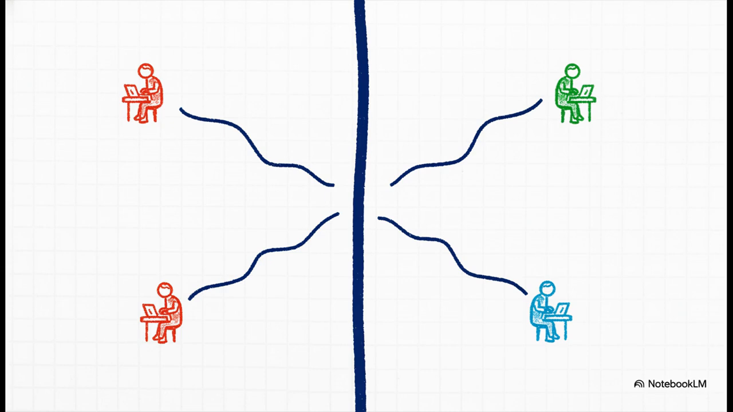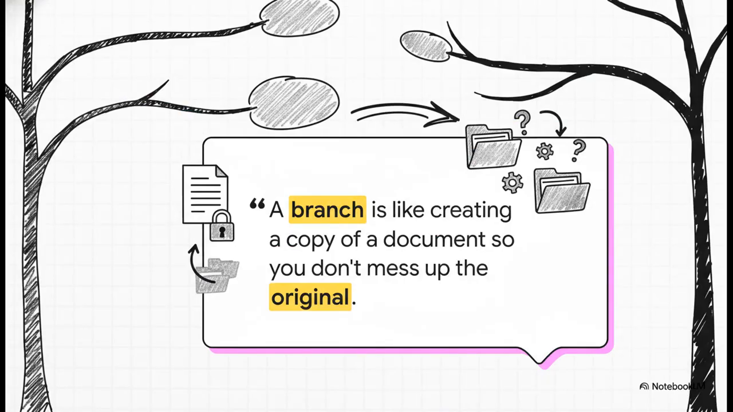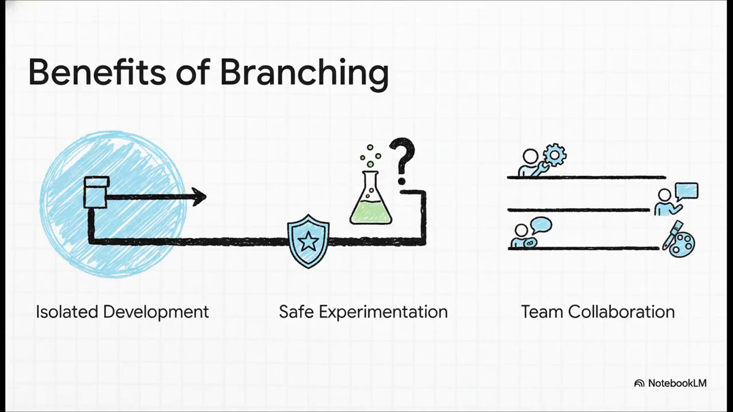But with a team, that's where something called branching comes in. A branch is basically a safe copy of your project, so you can experiment without messing up the original. This means everyone can work on different features at the same time. It's a game changer for collaboration.